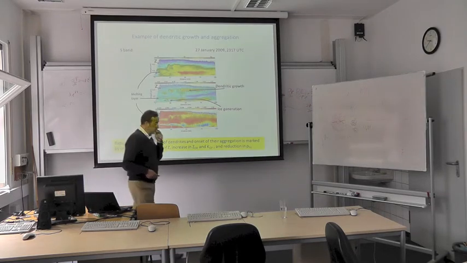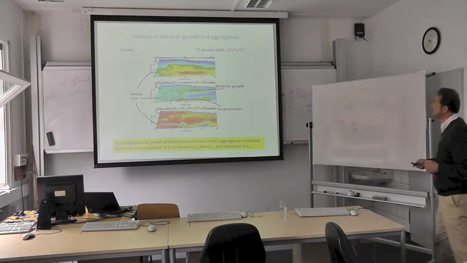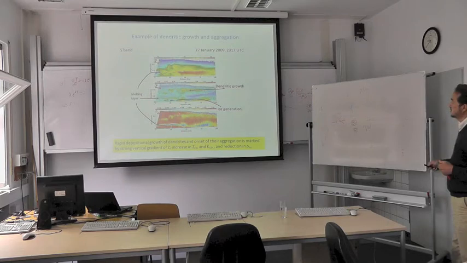And that's a very good example of dendritic growth and aggregation. It's an example from S band in Oklahoma. This is a bright band, very clearly seen, the bright band melting layer. When we have this transition from frozen particles to liquid particles, it is marked very well by decreasing rho HV, and in the radar reflectivity as well, though not as well as in rho HV and in ZDR.